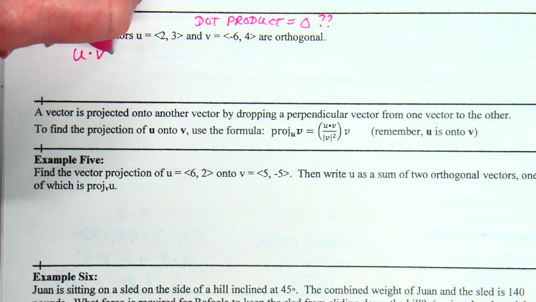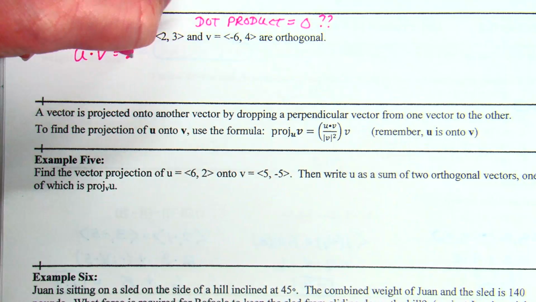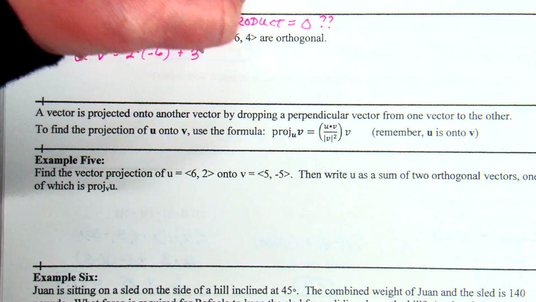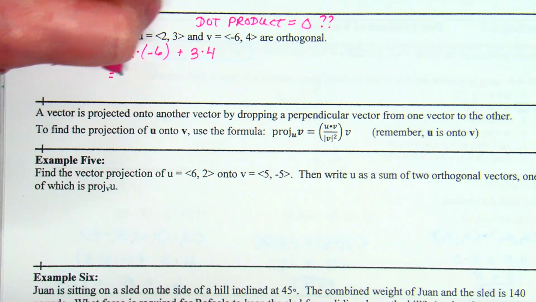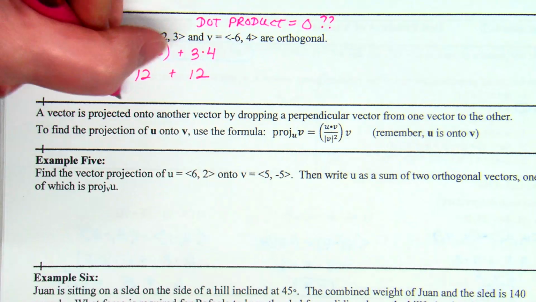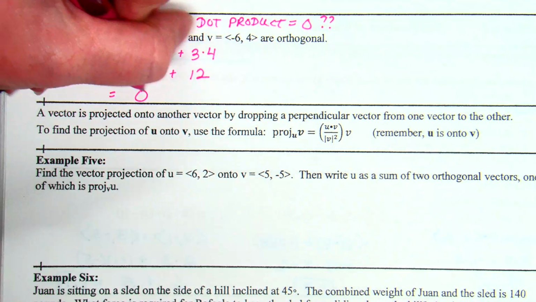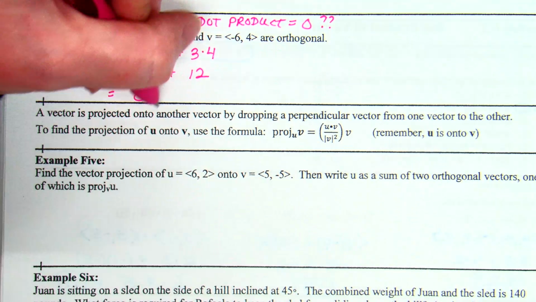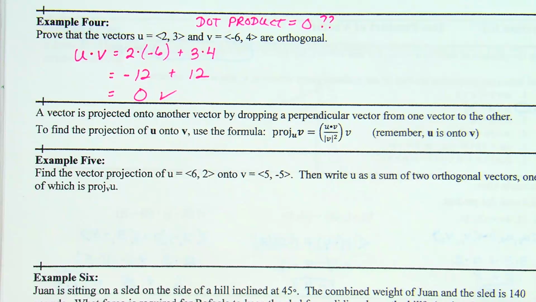We're going to be doing first piece times first piece, so 2 times -6, plus second component times second component, 3 times 4. 2 times -6 is -12. 3 times 4 is 12. -12 plus 12 is 0. What did we just show? That they are orthogonal. Okay? That's all we had to do. Just showing that they are orthogonal.